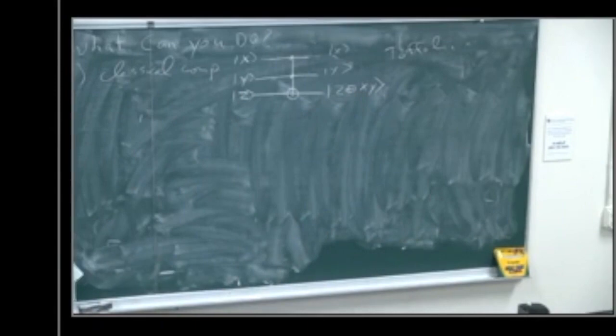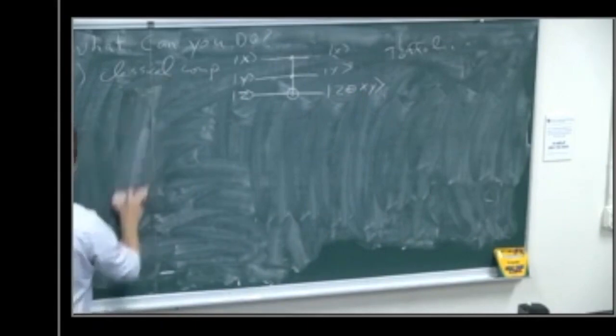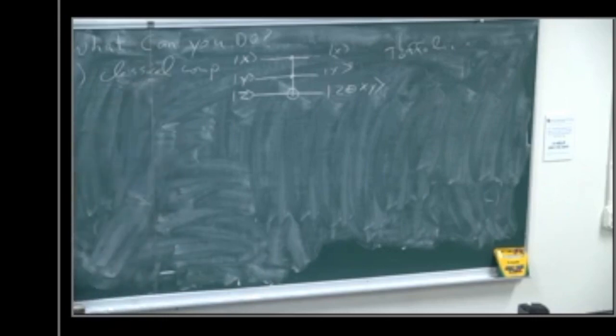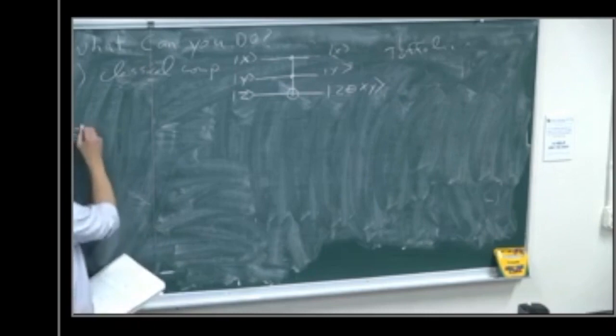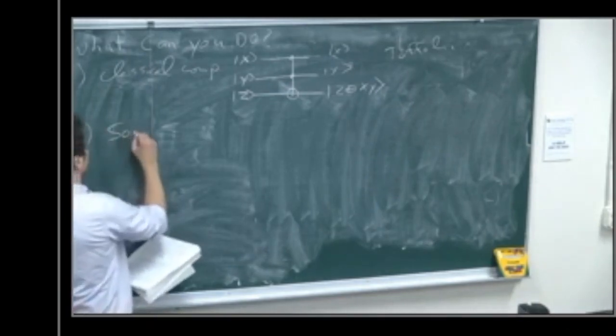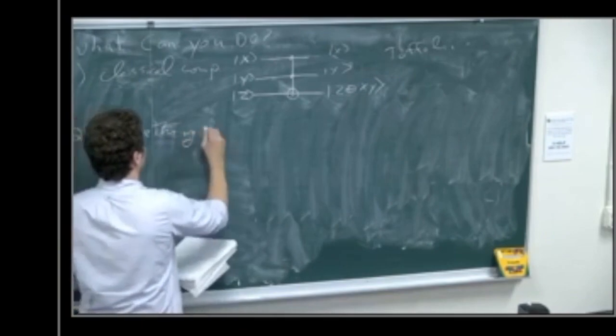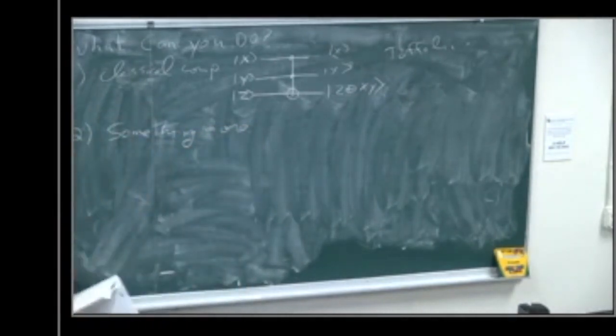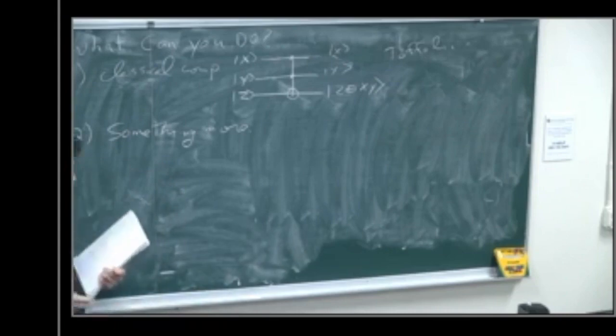So that's kind of interesting, but not really. What you really would like to know is what more can I do with a quantum computer that I can't do with a classical computer? Something more. So what I'd like to do now is show you a specific example of an algorithm that can outperform all classical algorithms for the same task. It's sort of like one of the earliest quantum algorithms. It's called the Deutsch-Jozsa algorithm.